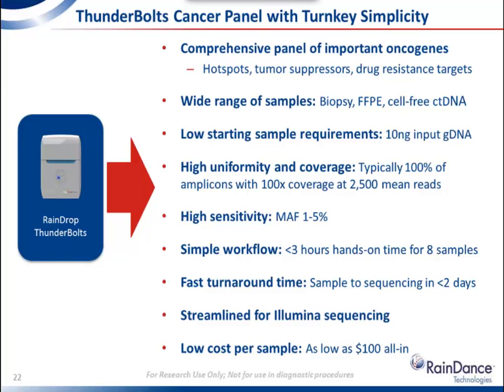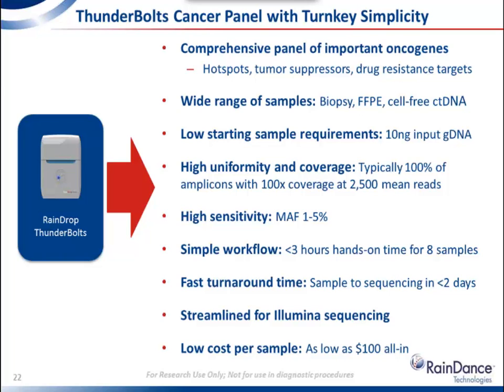Very high uniformity coverage. So typically, 100% of the amplicons have 100x coverage at 2,500 normalized mean reads. This gives the user confidence that you can detect your mutations throughout your whole target region. There's also high sensitivity. We demonstrated in the slide earlier that a minor allele frequency of 1.5% can be detected with the ThunderBolts Cancer Panel.